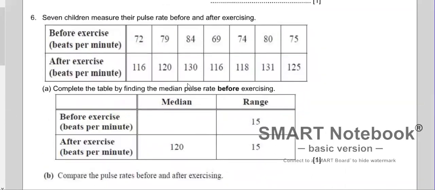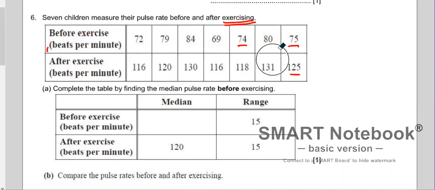So we have this question here. 7 children measure their pulse rates before and after exercising. Before exercising, the pulse rates were 72 beats per minute, 79 beats per minute, 84, 69, 74, 80, 75. After exercising, you can see that the number of beats per minute has risen, a little bit increased. They look huge compared with the ones before exercising. So we have 116 beats per minute, 120, 130, and so on.